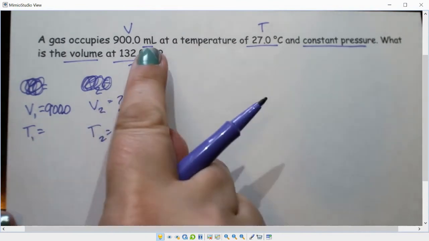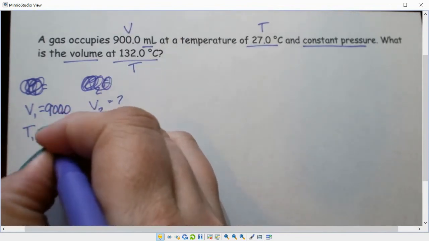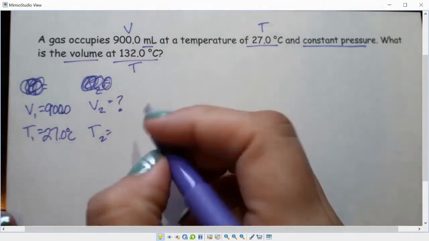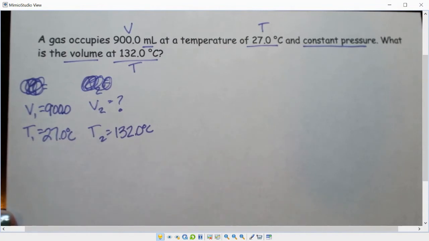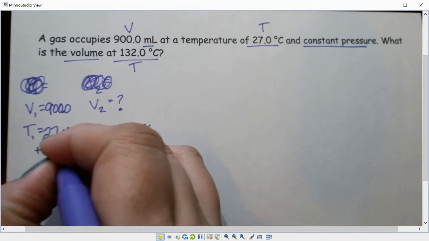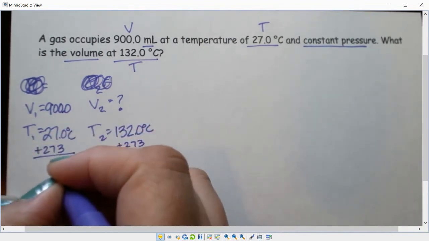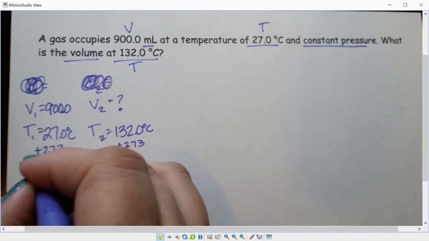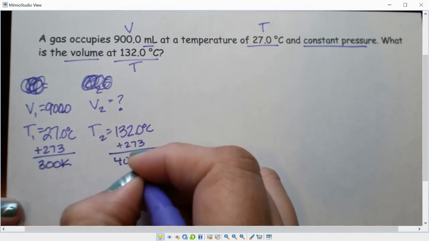T1, the temperature when this was at 900 milliliters, is 27 degrees C, and T2 is 132 degrees Celsius. Our temperature must be in Kelvin for this to work. So to do that, we add 273 to both of these temperatures before we can plug them in. So by adding 273, this is 300 Kelvin, and this one is 405.